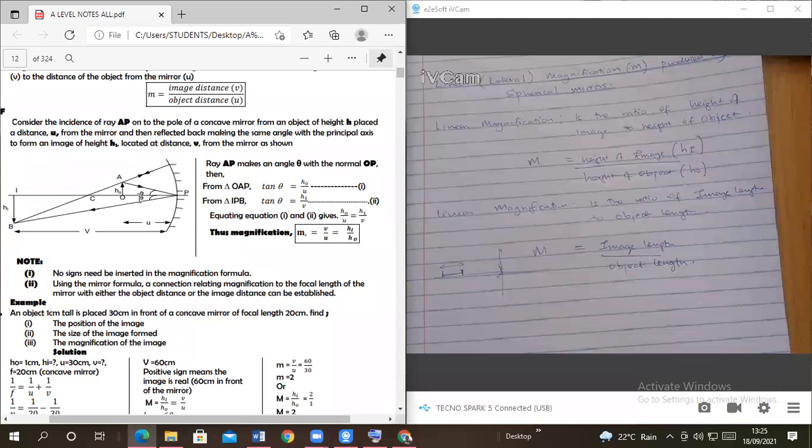So the next thing that you have to do is look at the rays AB, AP, and PB. Look at those triangles first. The first triangle is OAP, and another triangle is IPB. When you look at triangle OAP, the angle which is theta here, when you use tan, it will be H0 over OP, which is U. So this is what is here.